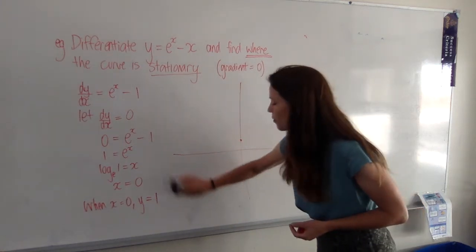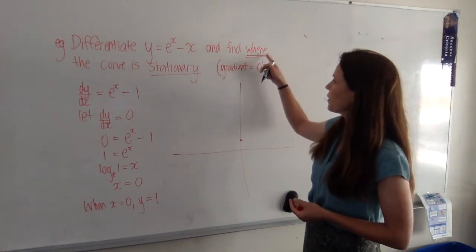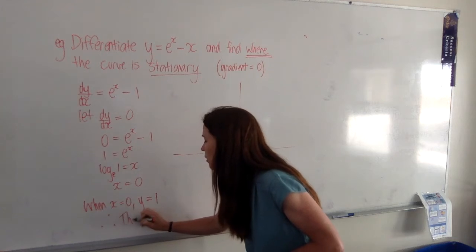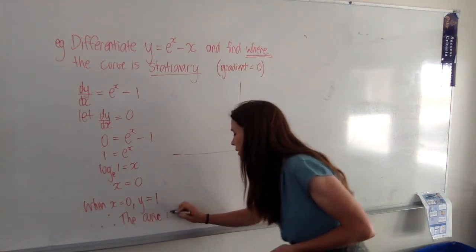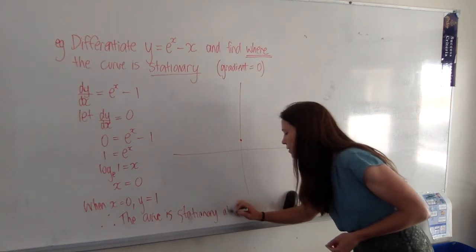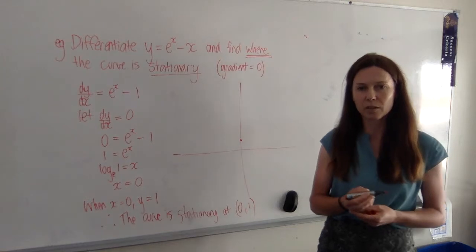So a nice way to finish these questions is to make sure you answer the question. Differentiate this and find where the curve is stationary. So I would answer by saying, therefore, the curve is stationary at (0, 1). And we've finished that one.